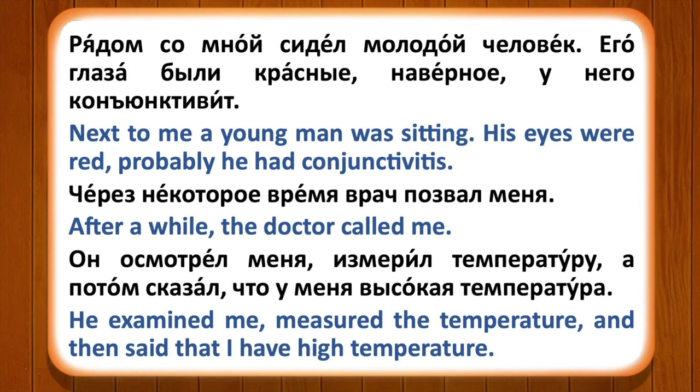Он осмотрел меня. Осмотреть? Осматривать is the imperfective aspect. Осмотреть is perfective. And that means to examine. Он осмотрел меня. Кого? Что? Меня. И измерил температуру. Измерил is to measure. And measured the temperature. А потом сказал, and then said, что у меня высокая температура. And then he said that I have high temperature. I'm translating the whole sentence. He examined me, measured the temperature, and then said that I have high temperature.